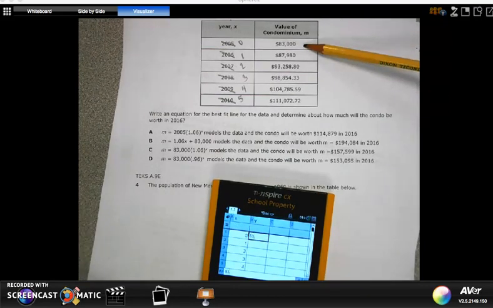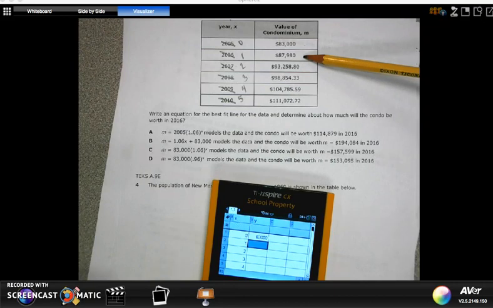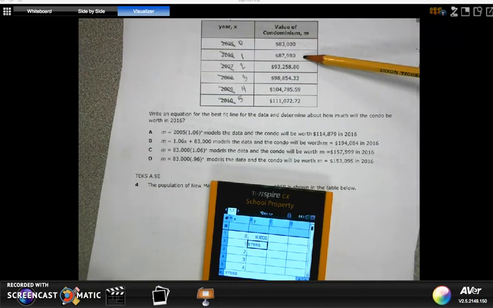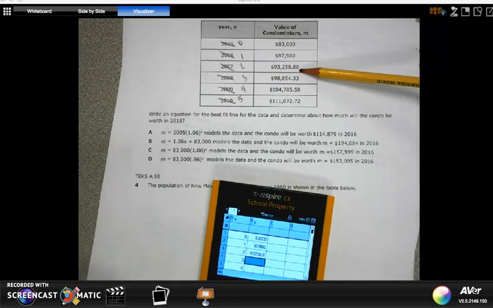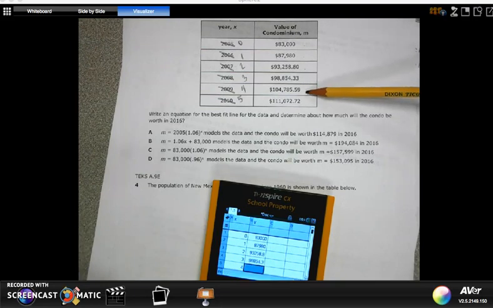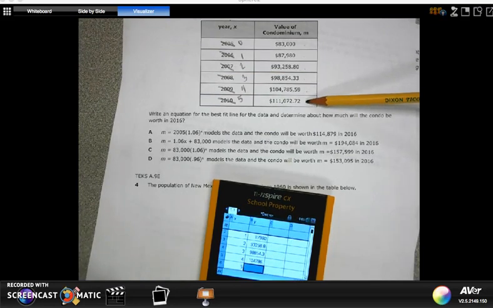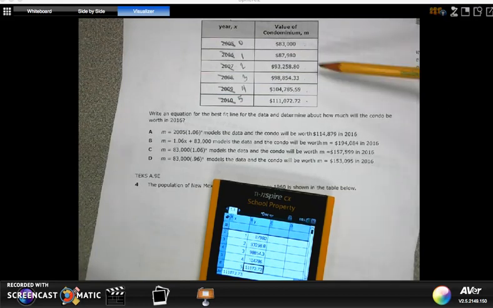So this says 83,000. The next one is 87,980. The next one is 93,258.80. Then we have 98,854.33. Next one, it's increasing a lot. 104,785.59. And then 111,072.72. So if you need those again, you can pause the video and go back to fill those numbers out.